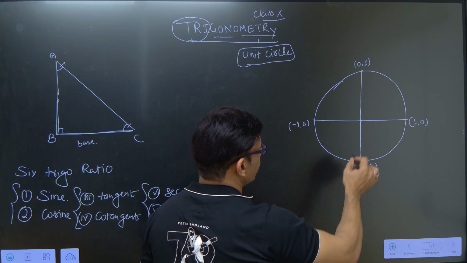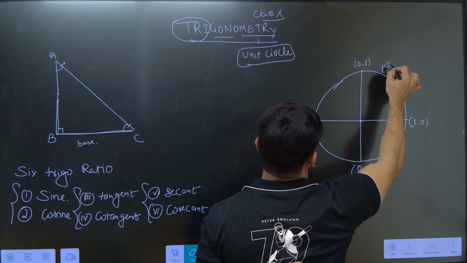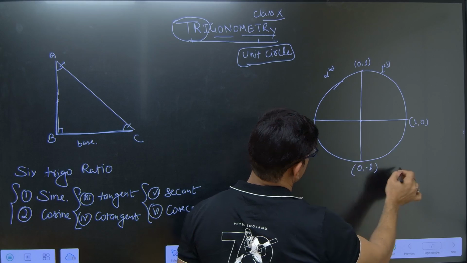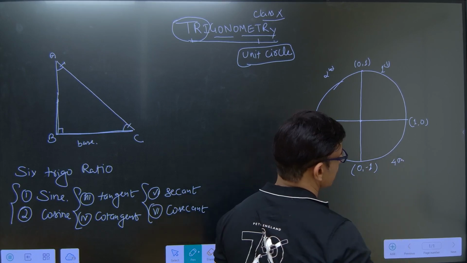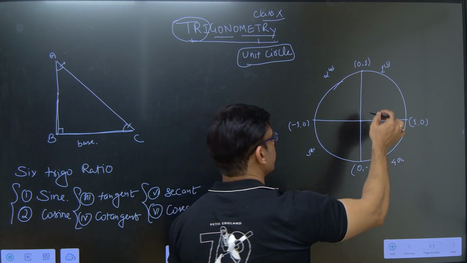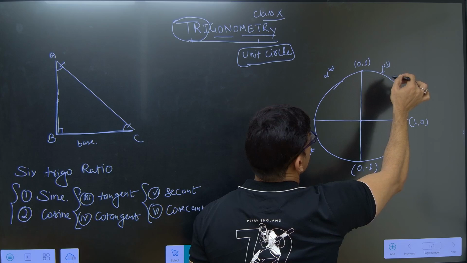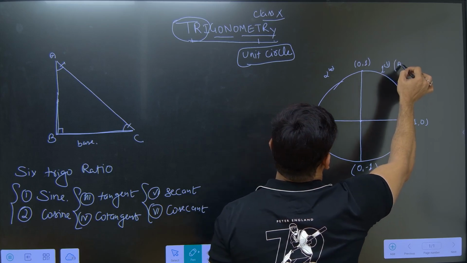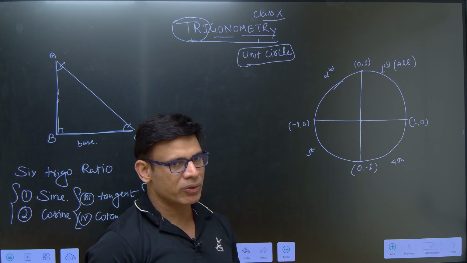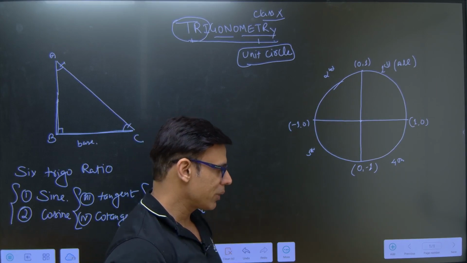Now this is called first quadrant, this is called second quadrant, this is called third quadrant, and this is called fourth quadrant. In 10th standard, you have to study everything in first quadrant only. And in first quadrant, all trigonometric ratios are positive. So that is why you will never find out that sine theta is equal to minus 1 by root 2.